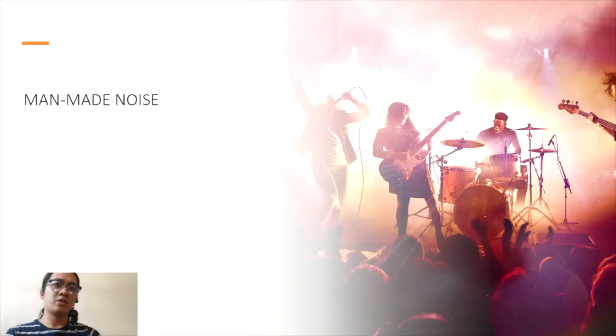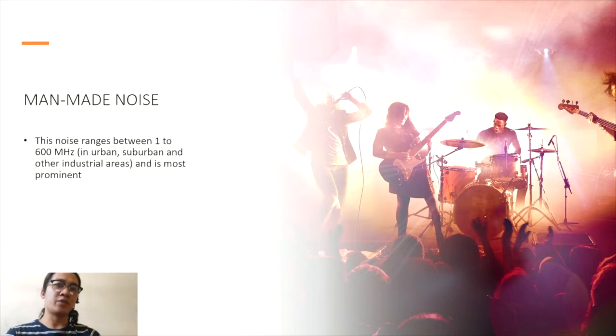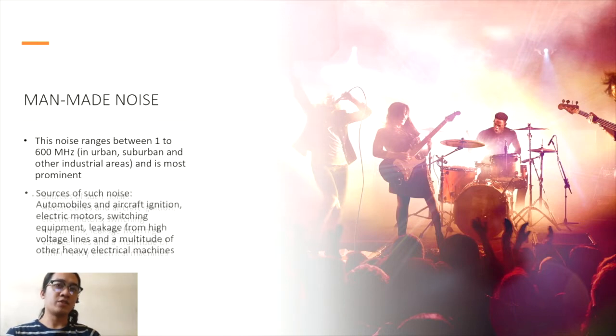Man-made noise. This noise ranges between 1 to 600 MHz in urban, suburban, and other industrial areas, and is most prominent. Sources of such noise: automobiles and aircraft ignition and electrical motors, switching equipments, leakage from high voltage lines, and a multitude of other heavy electrical machines. From the slide itself, you can see that man-made noise is being made from the band. This is a good example of man-made noise.